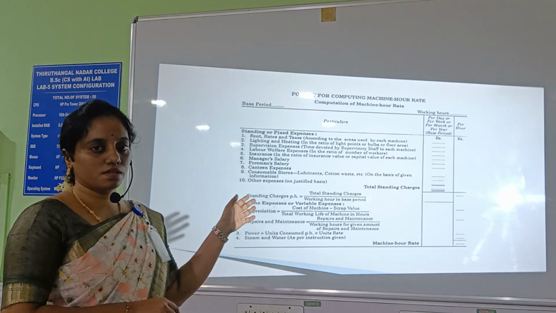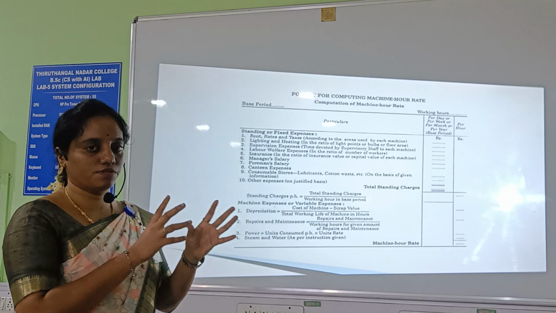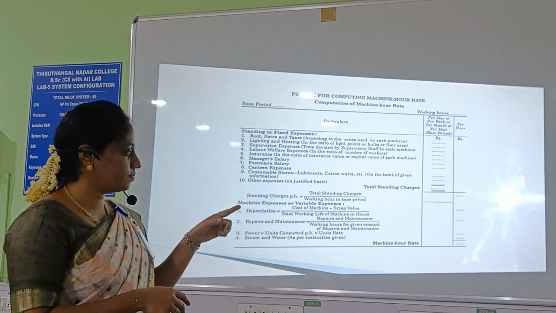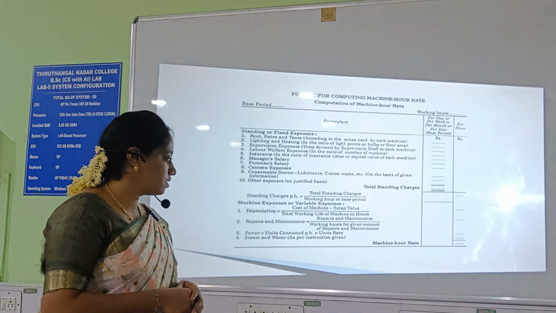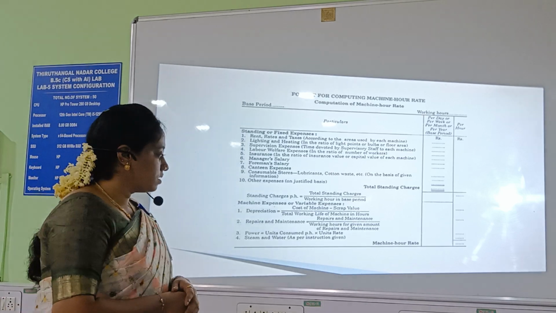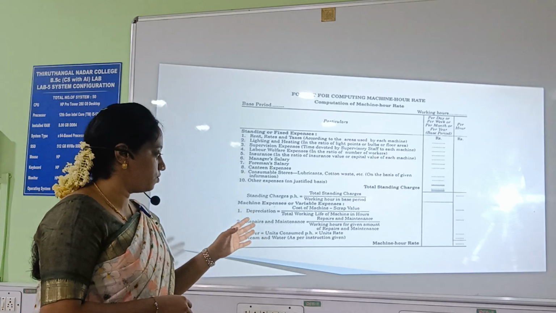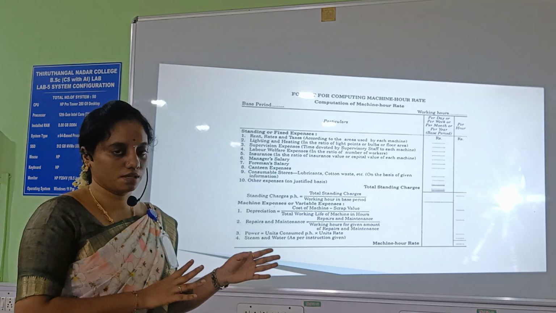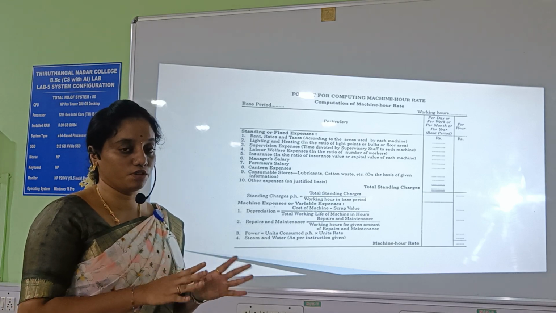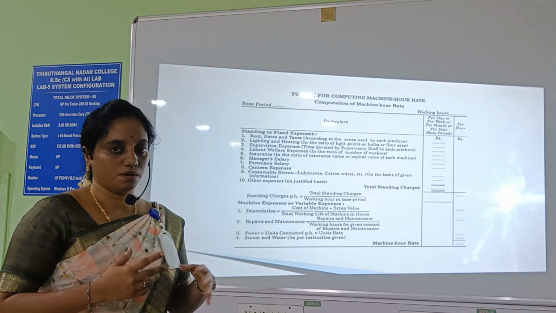For repairs and maintenance, the amount will be given. For a total amount given, we have to calculate for 1 hour. So repairs and maintenance divided by working hours for the given amount of repairs and maintenance. Third one is power. So power we have to calculate by units consumed per hour into unit rate. Last one is steam and water. So in most of the sums, steam and water will not be given. So these are the items which we look into.